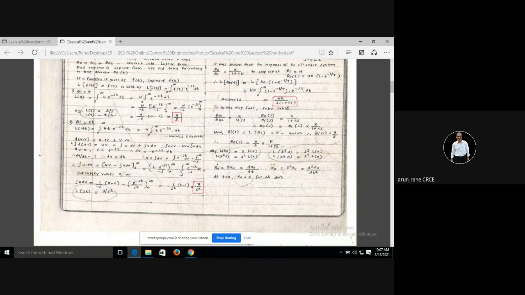Now, minus integration from 0 to infinity of the derivative of t. Derivative of t with respect to t will be 1. So 1 into integration of e raised to minus st. What will be integration of e raised to minus st? It is e raised to minus st upon minus s. So minus minus becomes plus, and again integration of e raised to minus st will be e raised to minus st upon minus s. So this becomes minus. Hope you understood this.